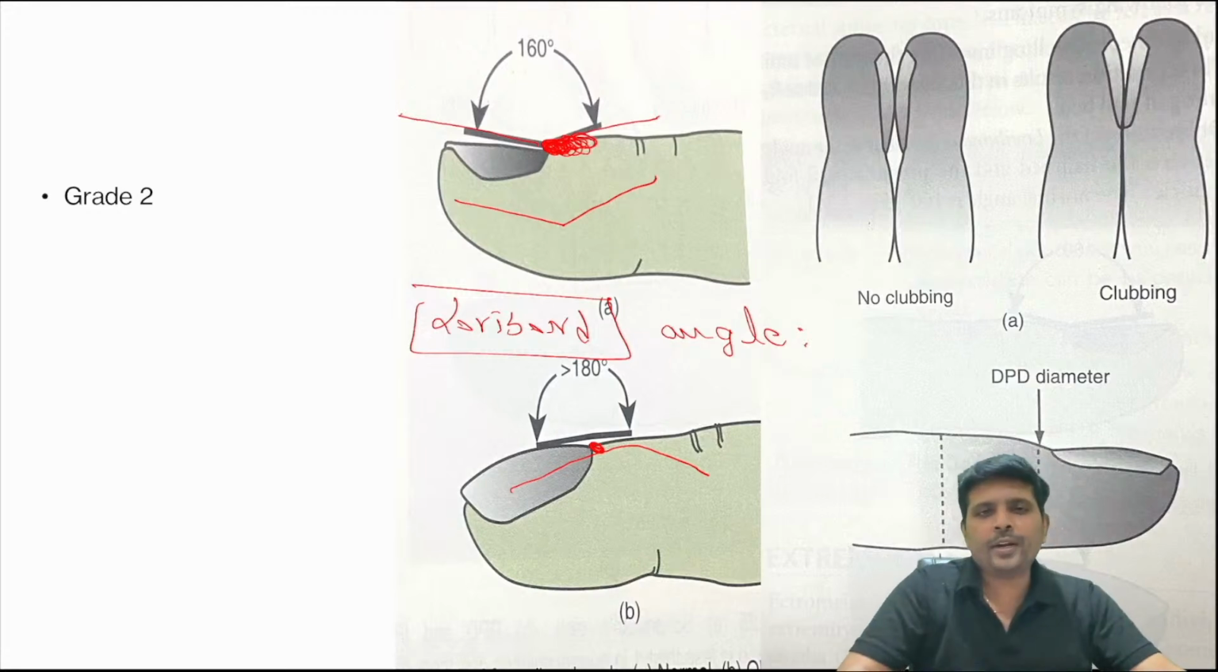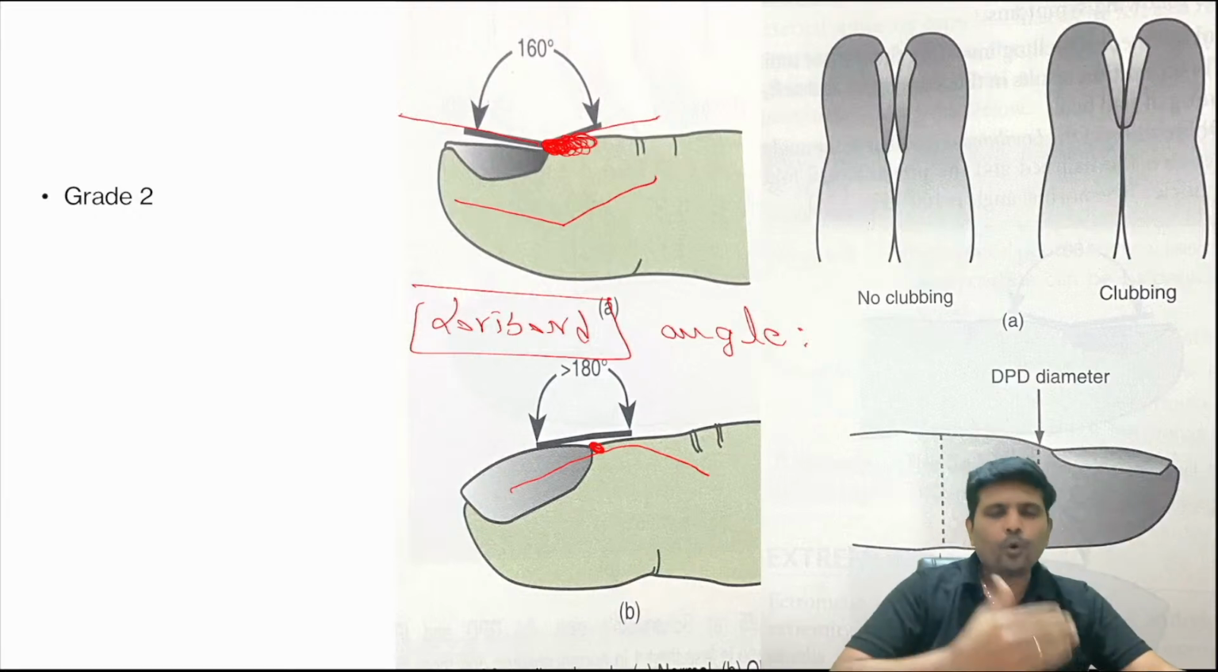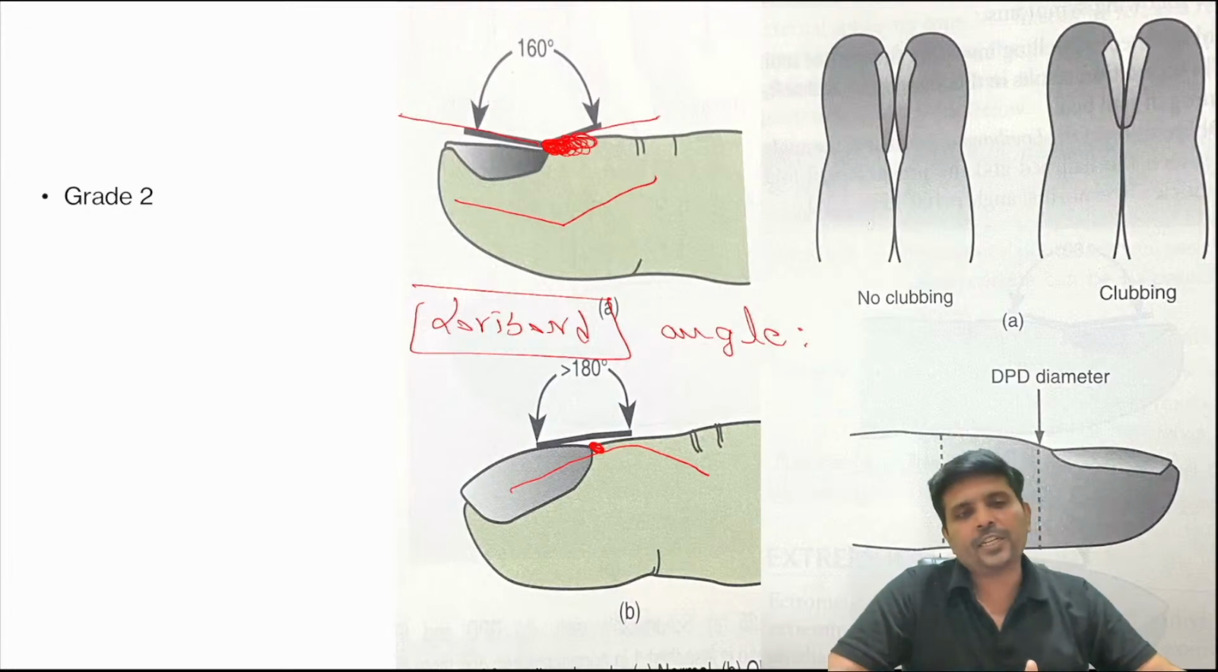So what is grade 1? Grade 1 is softening of the nail bed. What is grade 2? Obliteration or increase of the Lovibond angle is called grade 2. And there is one more method of eliciting obliteration or increase in the Lovibond angle. How? Let me tell you.